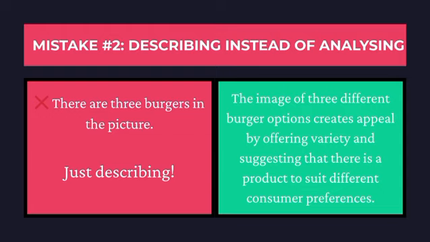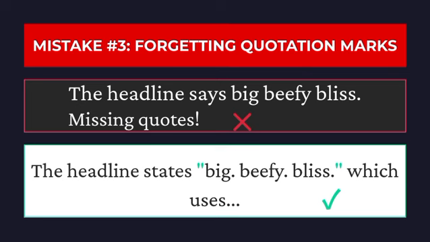Mistake number 2. Describing instead of analyzing. Wrong. "There are 3 burgers in the picture." You are just describing what you see. Right. "The image of 3 different burger options creates appeal by offering variety and suggesting that there is a product to suit different consumer preferences." See how the second answer explains what the image does.